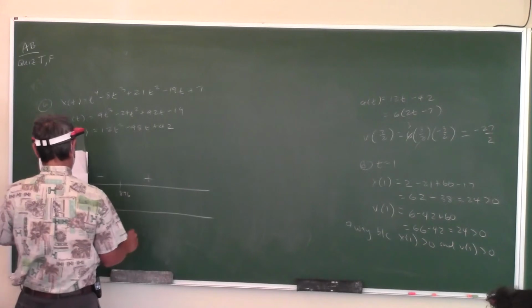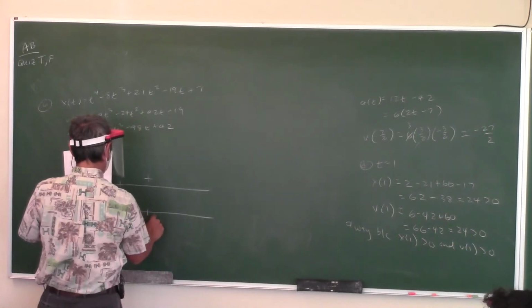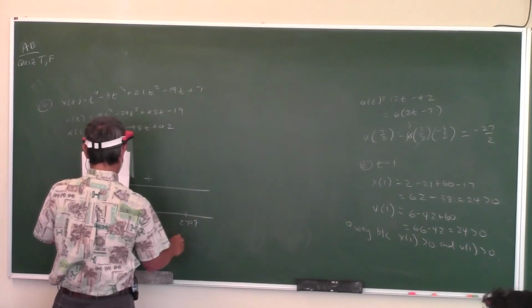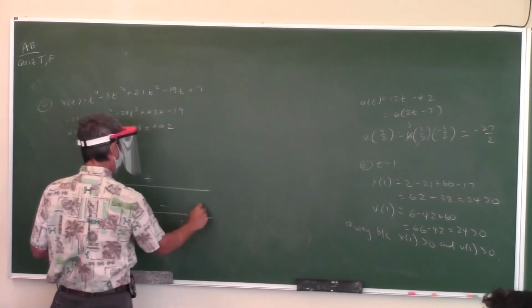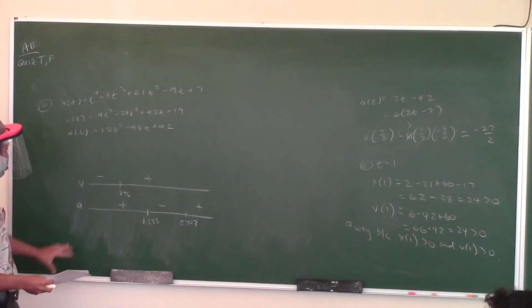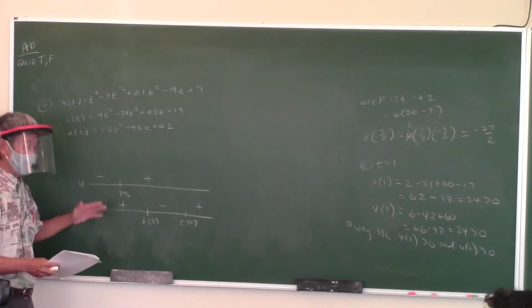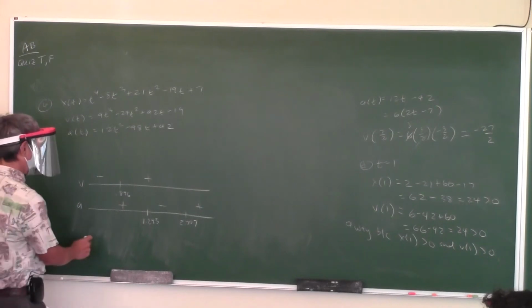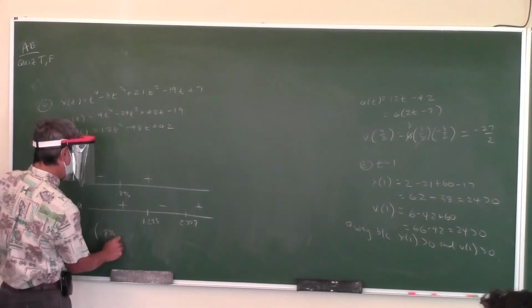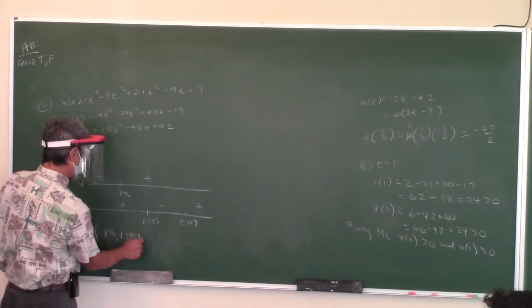So this is what I got: 1.293, 2.707. So it's above, below, above. So what did I ask? When is it speeding up? Now look at your number lines. Where do they have the same sign? Between 0.896 and 1.293, because they're both positive.